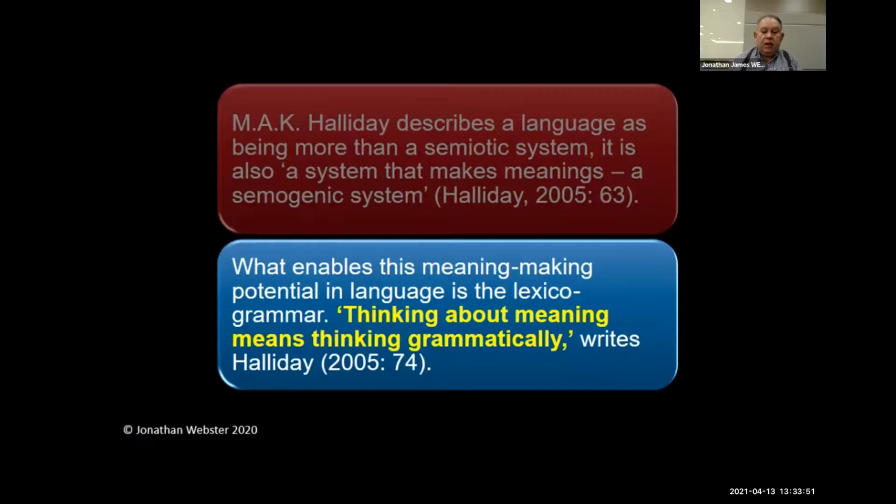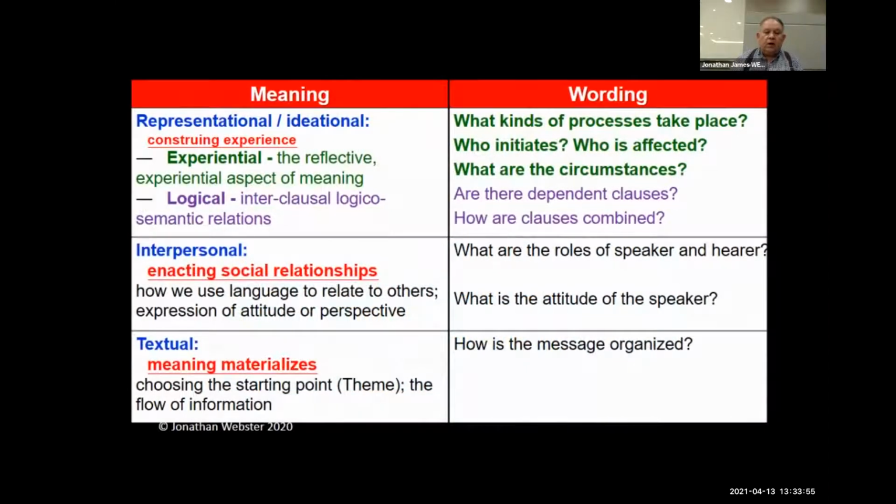Thinking about meaning means thinking grammatically. And when I talk about thinking grammatically, by now, I hope this is so clear. On the one hand, you have meaning. On the other hand, you have the wording. And when Halliday says thinking about meaning is thinking grammatically, it's thinking about the wording. And by the wording, what we're talking about is how the words combine to express meaning, how the choices that you're making, what kind of process, is it doing, is it sensing, is it behaving, is it saying, who initiates, who is affected by it, what are the circumstances.